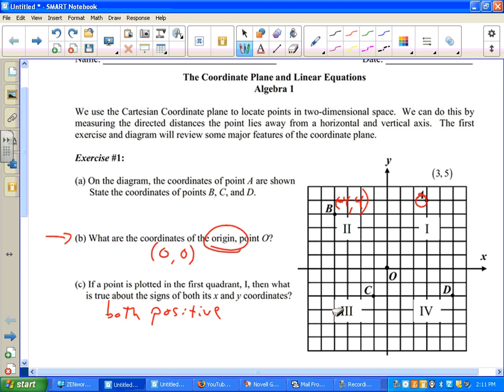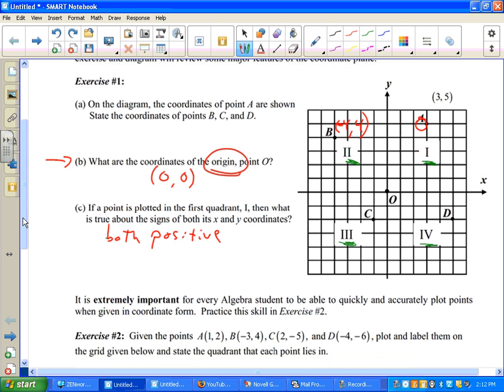Okay, so the first thing that we did was we recognized that the first quadrant, second quadrant, third quadrant, and fourth quadrant are all put in Roman numerals, and those are the names of them. Another name for the origin is the point (0, 0). If a point is plotted in the first quadrant, that's in this area up here, then x and y are both positive.